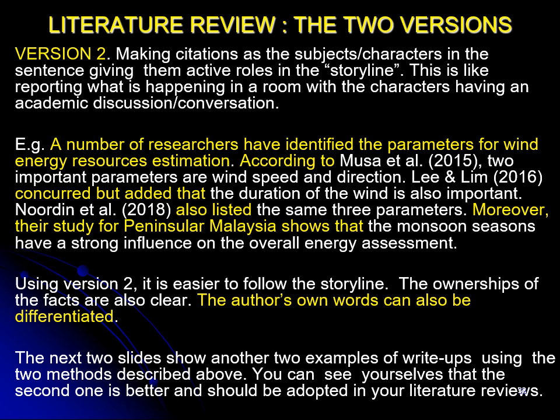So we can see how the development of this discourse, the storyline, is very clear. We can start from Musa, and Lee and Lim agreed with Musa, and Nordin agreed with Lee and Lim on the 3 parameters, and he extended. So you can see the difference compared to the previous one. Using version 2, it is easier to follow the storyline. The ownership of the facts is also clear. The author's own words can also be differentiated. We can see this in the next slides.